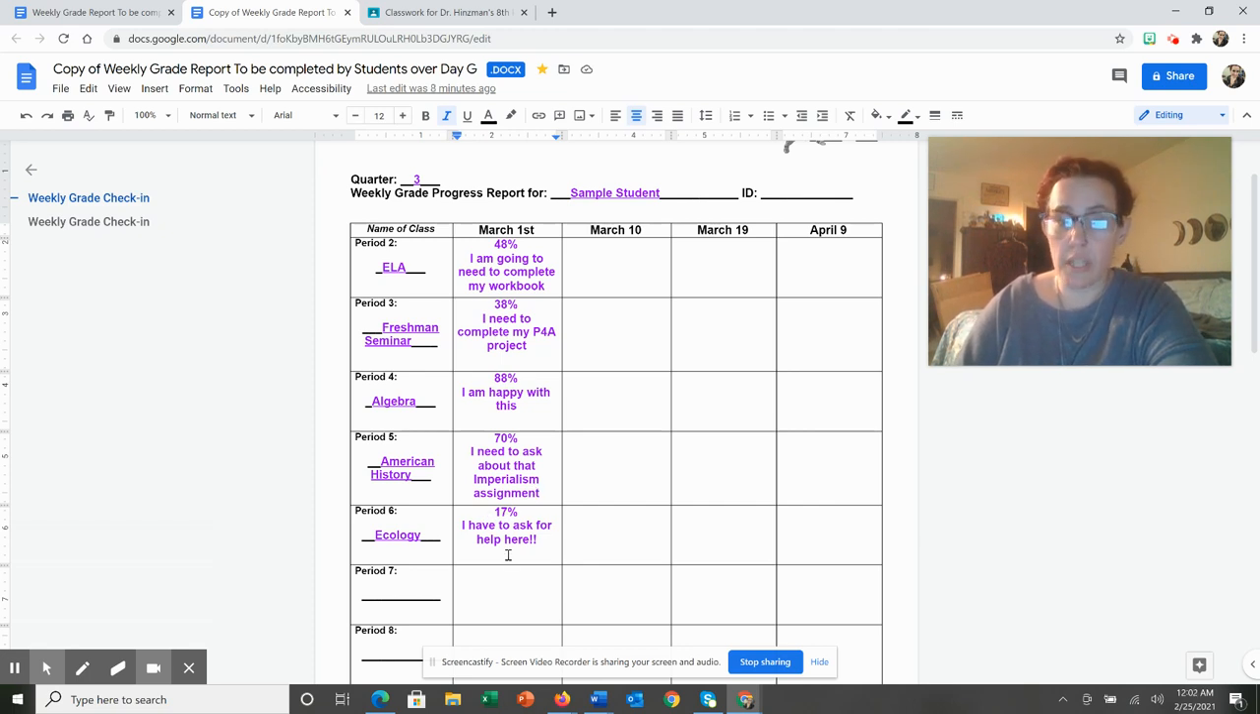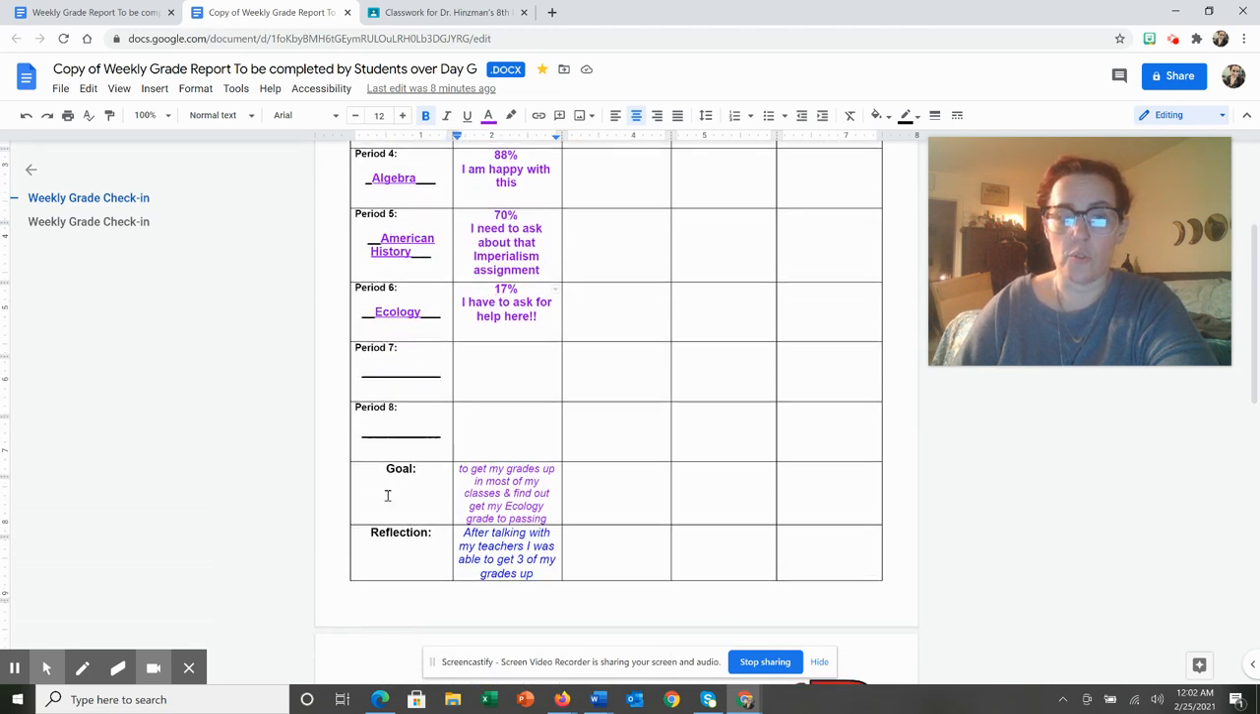And if your grade is particularly low in a class like ecology, this sample student has a 17%. If you're really struggling, this would be an area that you would flag as, I need a lot of help here. So this would be a particular part of your day G that you would want to make sure that you're going to spend a lot of energy getting assistance here.